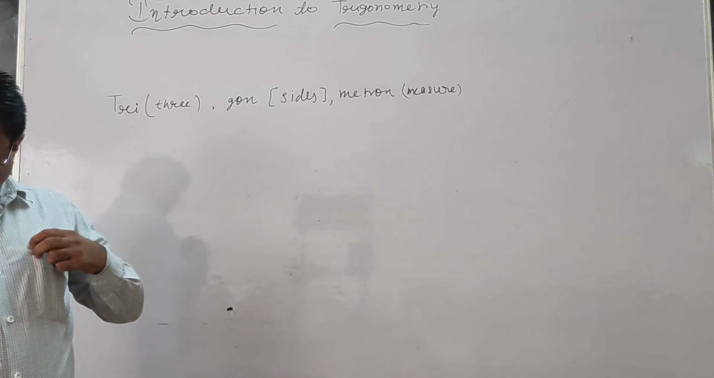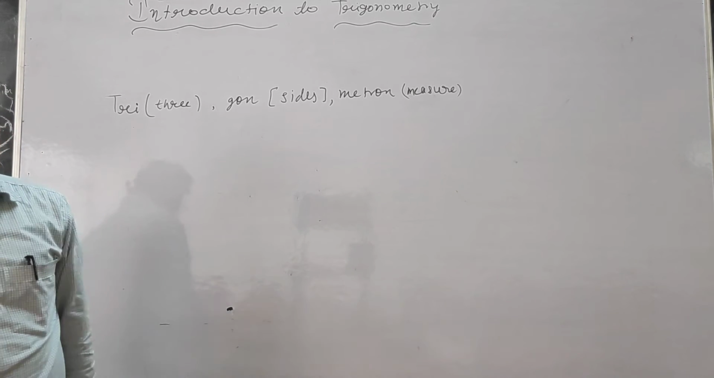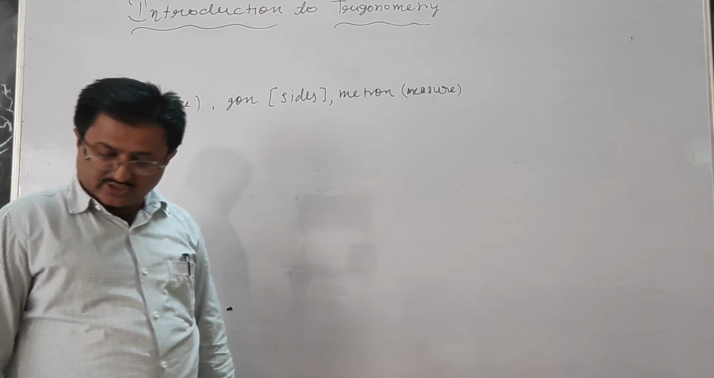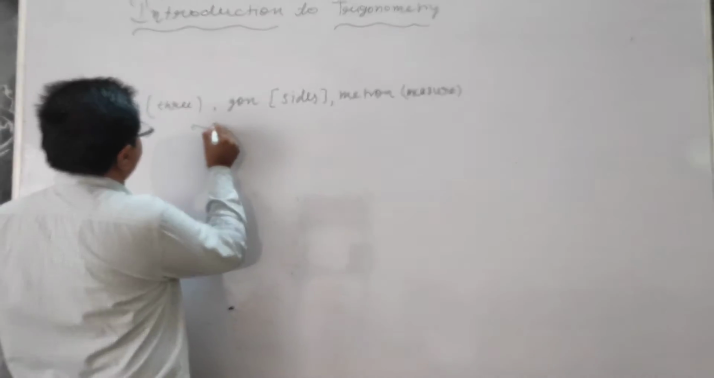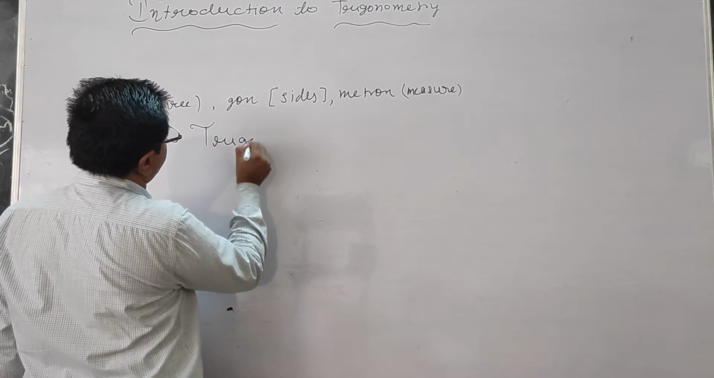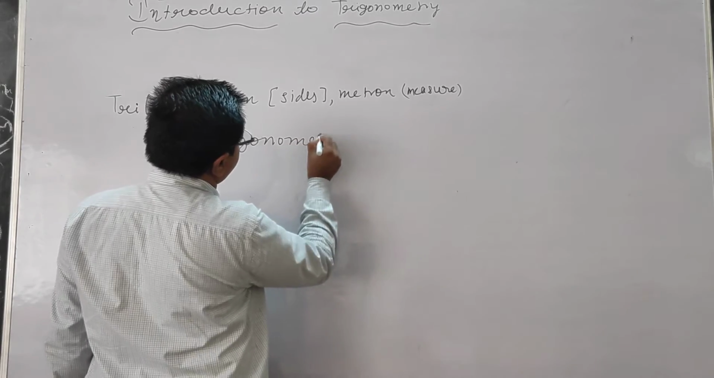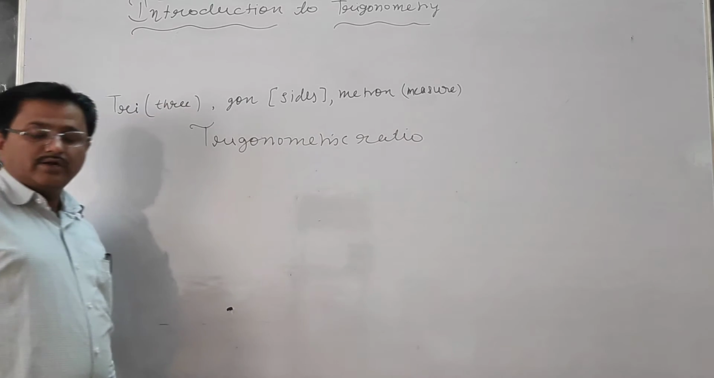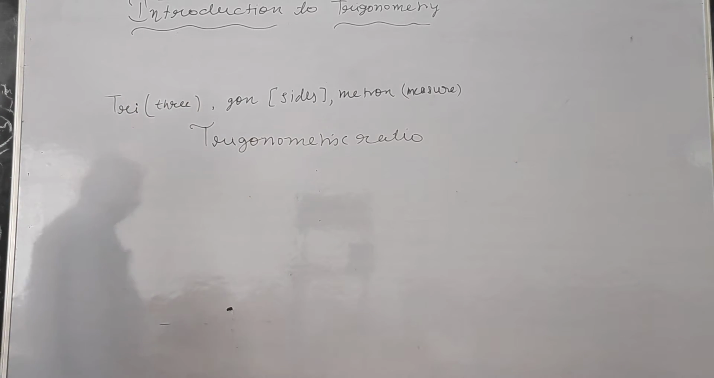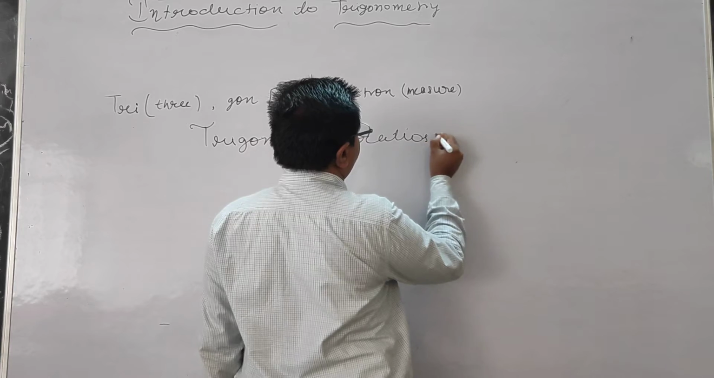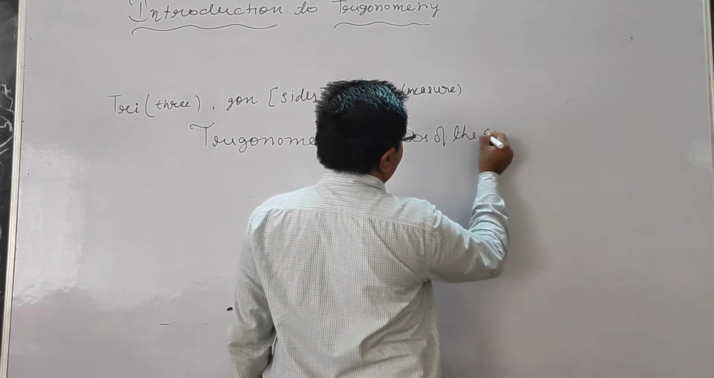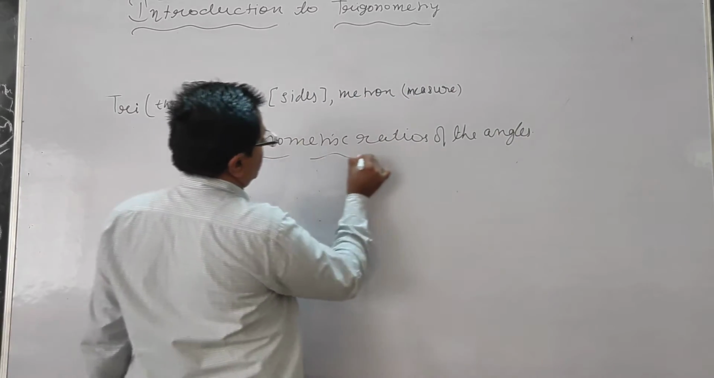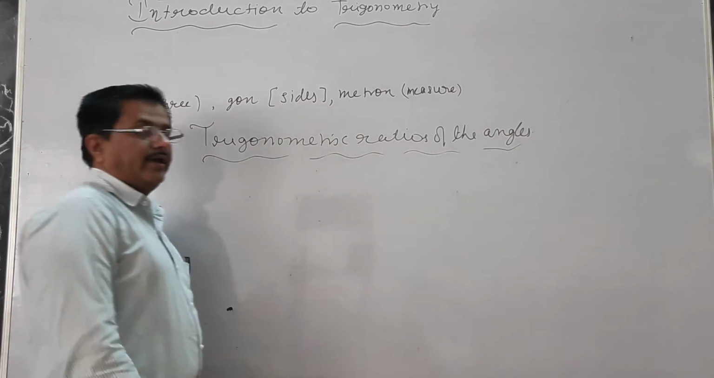Now you can see, first of all, in this chapter we have different topics. In that we have trigonometric ratios of the angles. First we have trigonometric ratios of the angles. So what do we mean by trigonometric ratios of the angles?